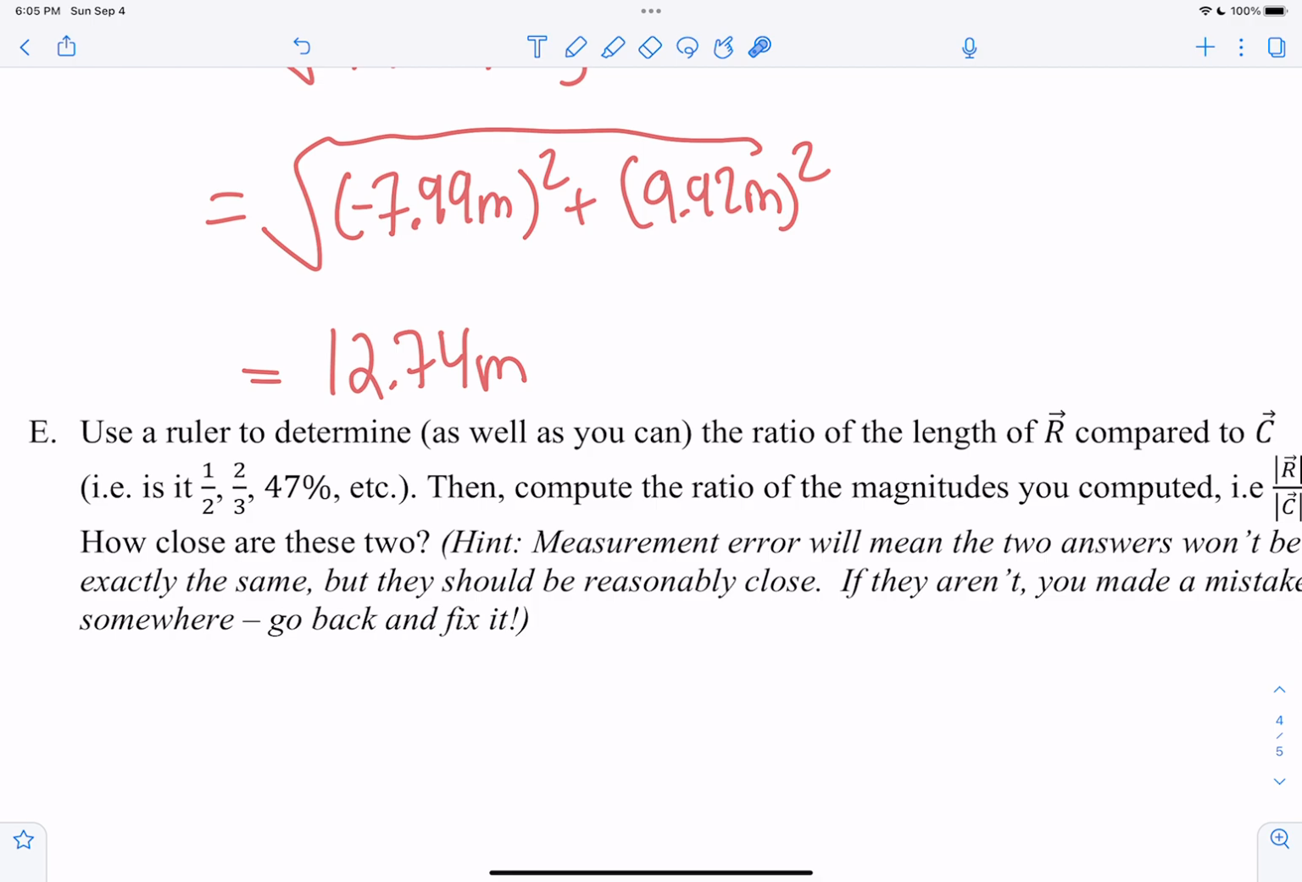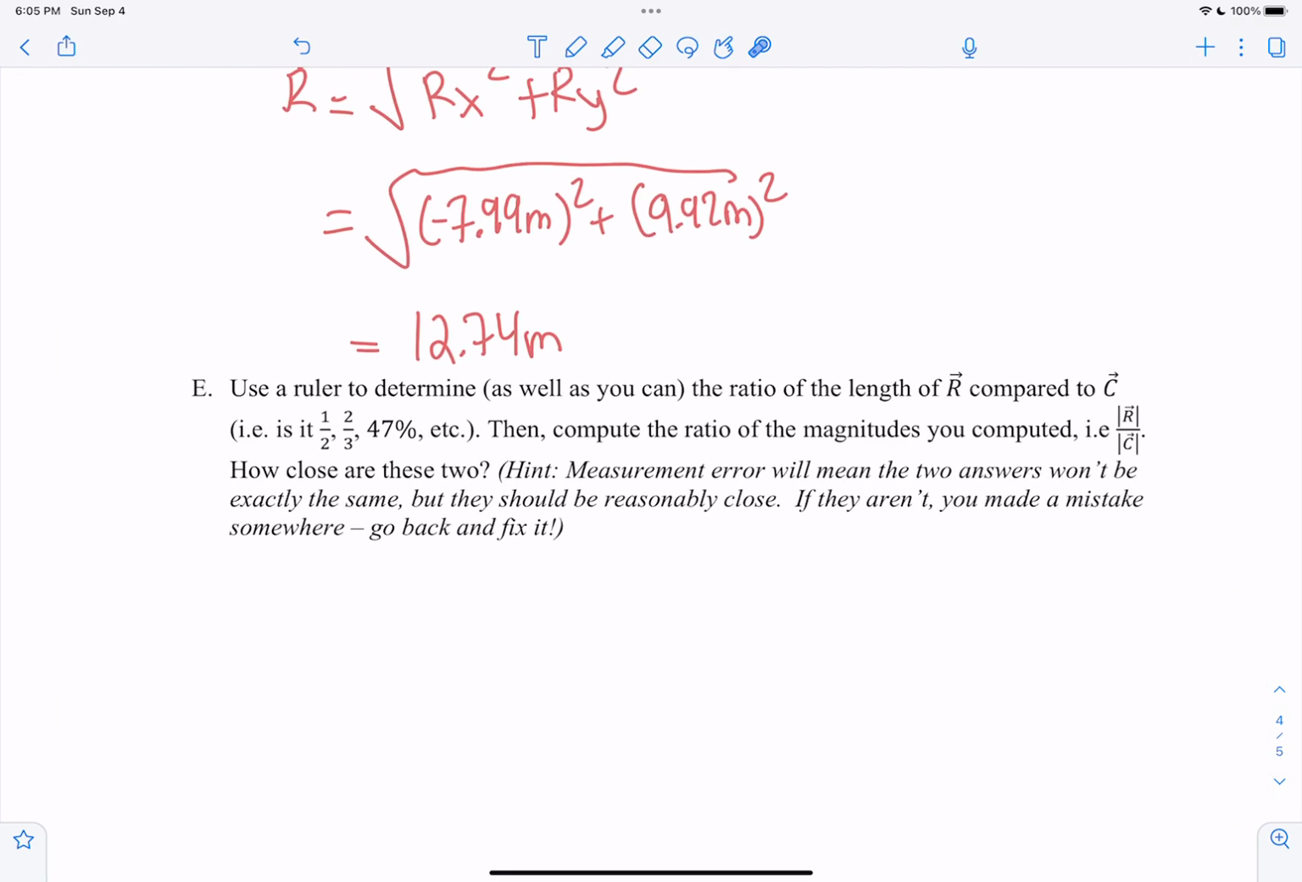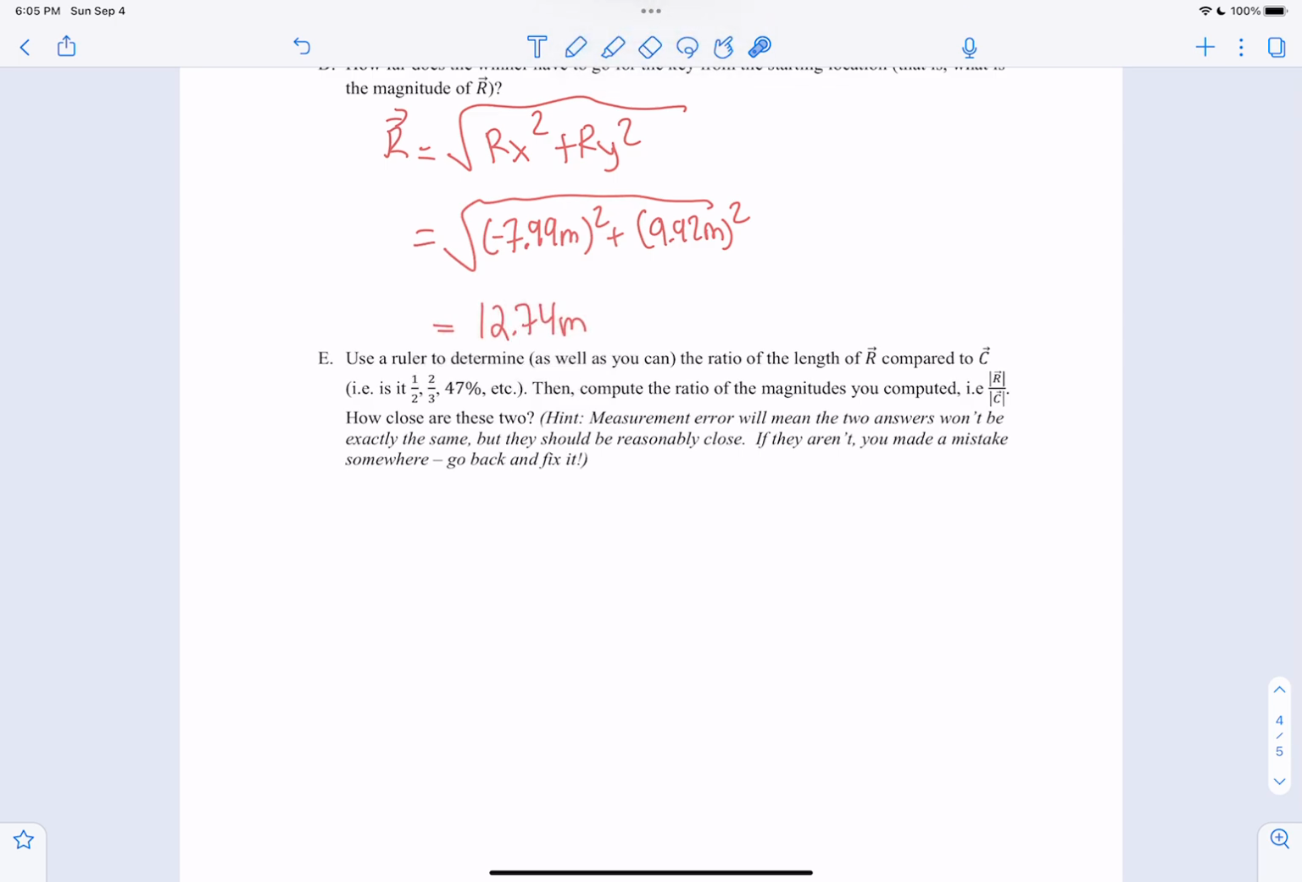5% difference. Let's see here, let me check what I got. So we got: use a ruler to compute the ratio of two magnitudes. Actually, that's very, very good. I had a 20% difference the time I did it. They're not grading you on how big of a difference you get, because some people will be using iPads, some people will be using paper and pencil. So it depends on everyone's environment. But the smaller difference you have, the better, really.